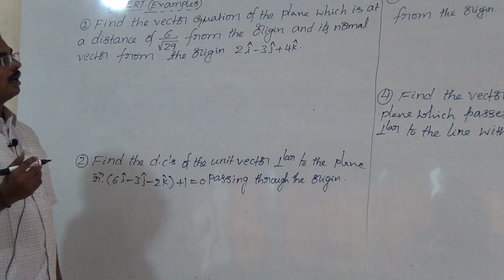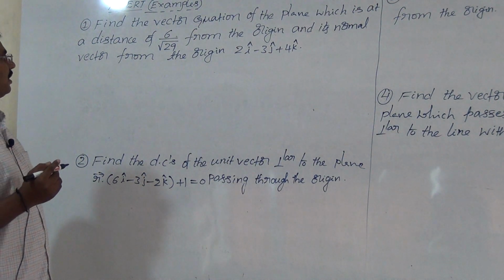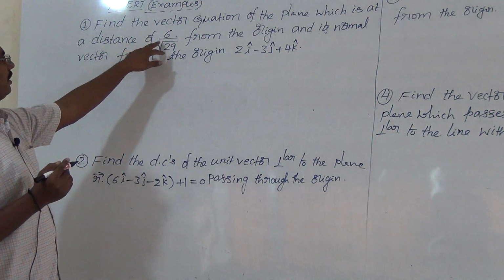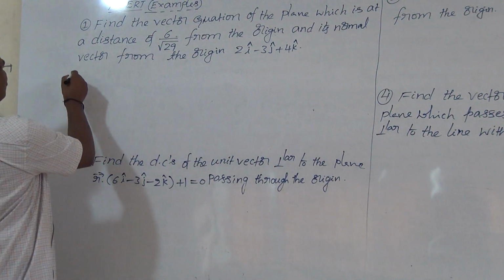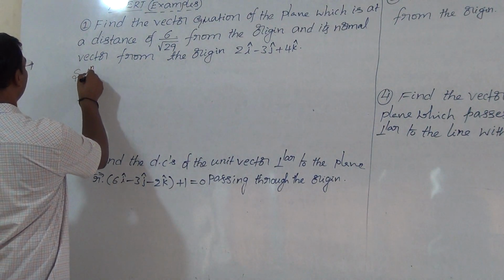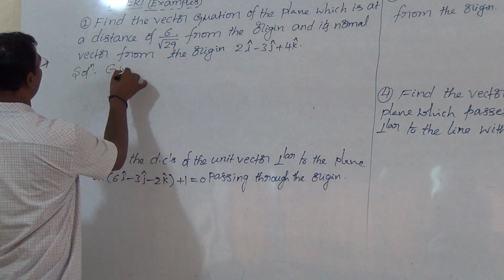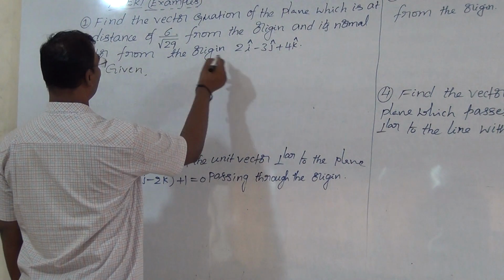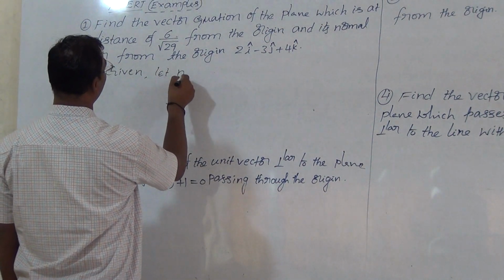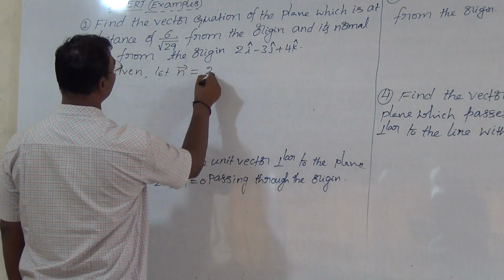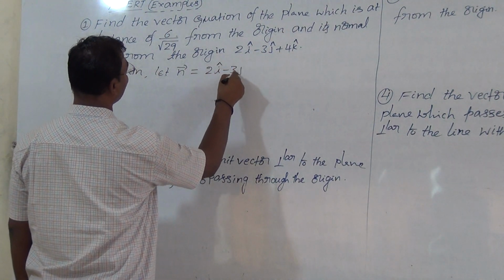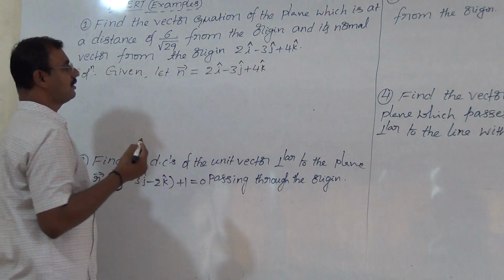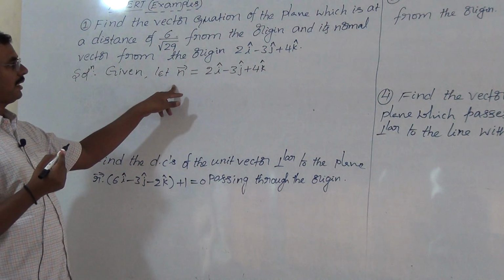We know that r bar dot n cap is equal to d. Here the perpendicular distance from the origin is given, so that is d. According to the problem, what is given here? Perpendicular distance and also the normal vector. So let n bar is equal to 2i minus 3j plus 4k. From this we have to find out n cap.